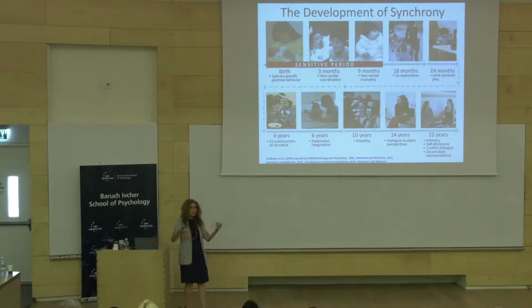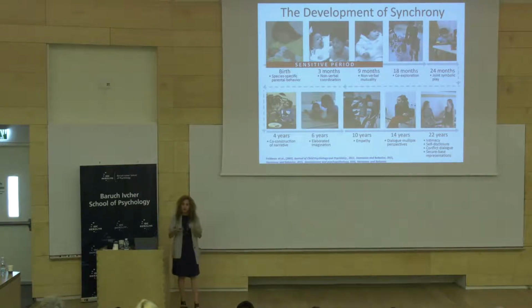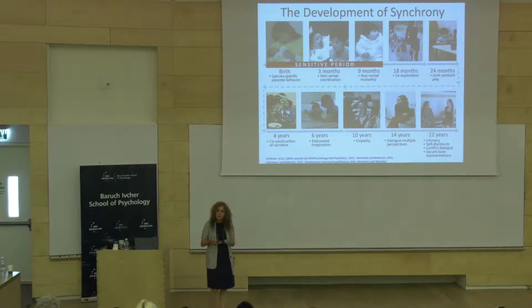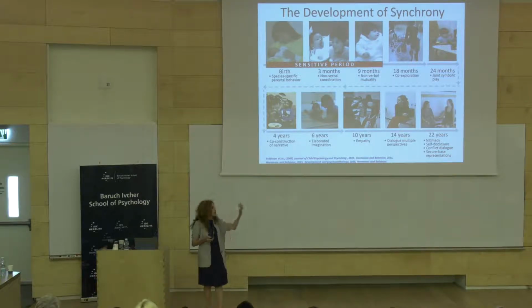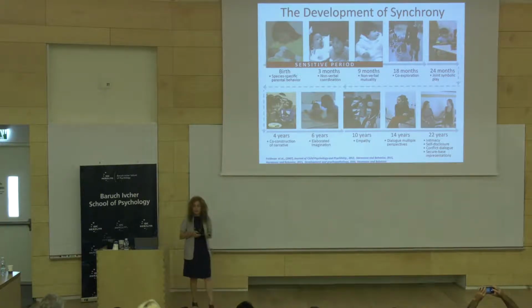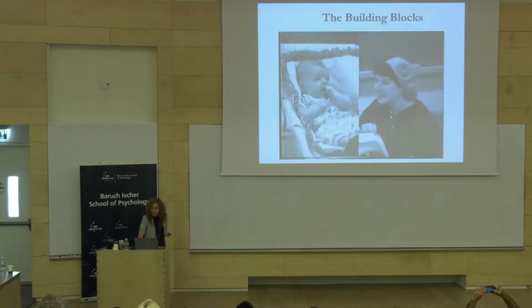to synchrony that has more and more abilities, more and more complexities as new cognitive abilities kick in. So you see that nonverbal synchrony in the first months of life during the sensitive period of nonverbal communication becomes then the joint symbolic play in toddlerhood, the co-construction of narrative in preschool, the ability to see multiple perspectives in adolescence, to the young adult interacting with a mother that has intimacy, self-disclosure, and the ability for empathy. But they're all built on the same pattern.